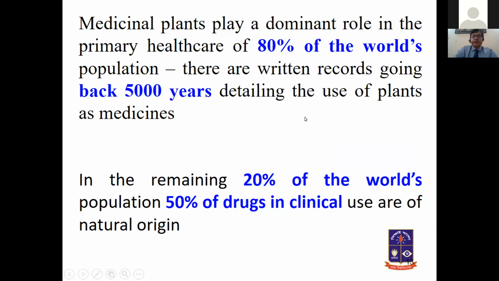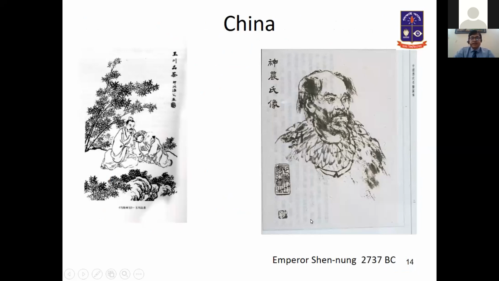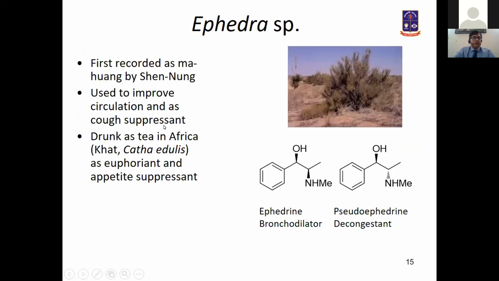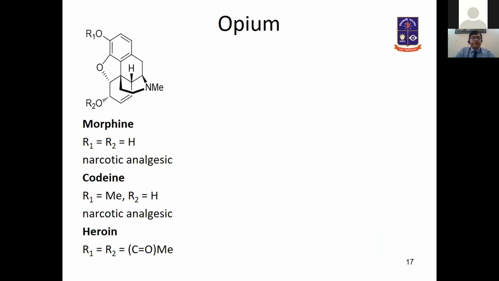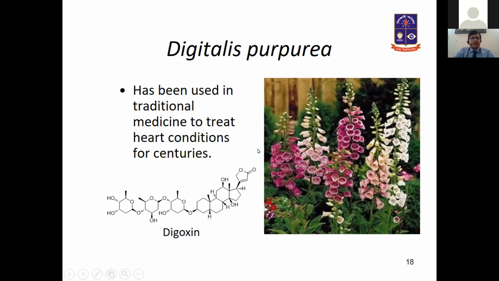We know medicinal plants play an important role in primary healthcare, and about 80% of the world population depends on these medicinal plants. If we see the history, nearly 3000 BC in China, Emperor Shen Nung recorded the use of Ephedra species, Ma Huang. This is the traditional Chinese book about the uses of Ephedra species. And we know Papaver somniferum, the opium tree, from which morphine, codeine, and heroin were isolated. So this is the history of natural products and the uses of medicinal plants.